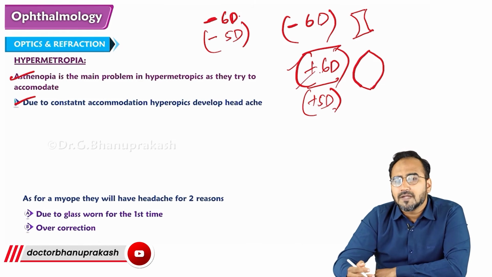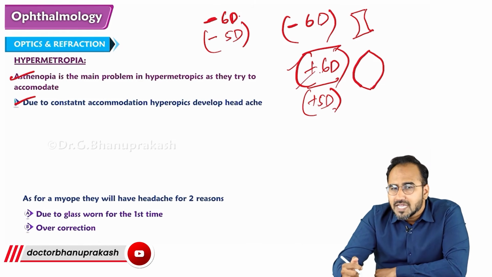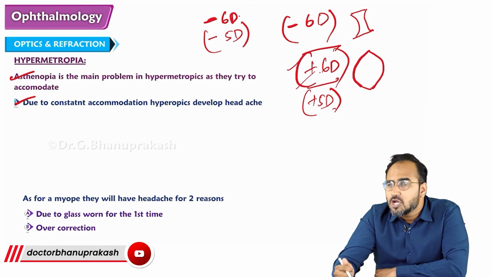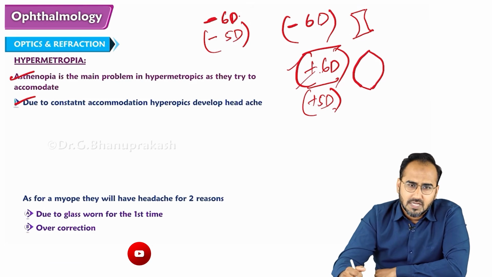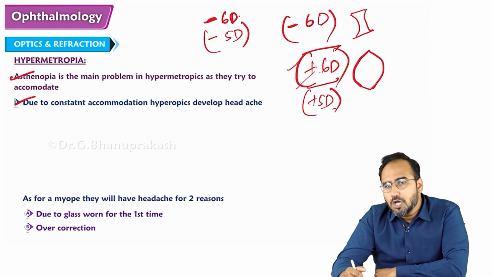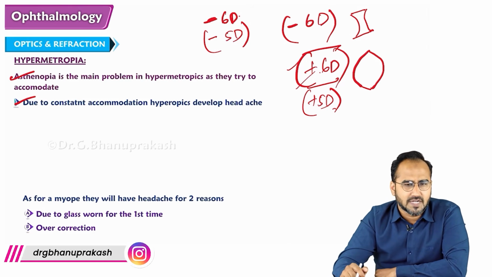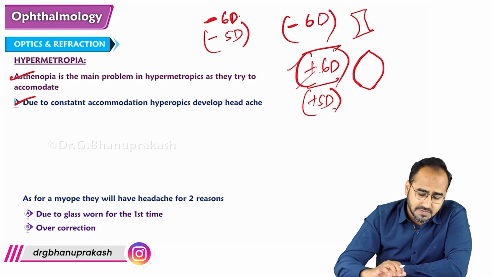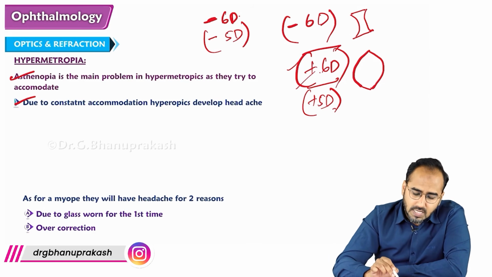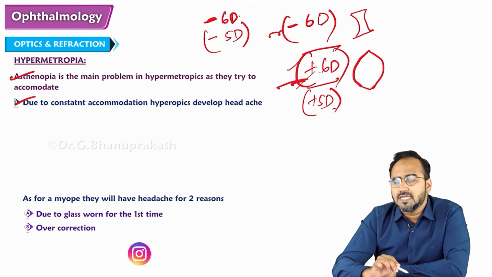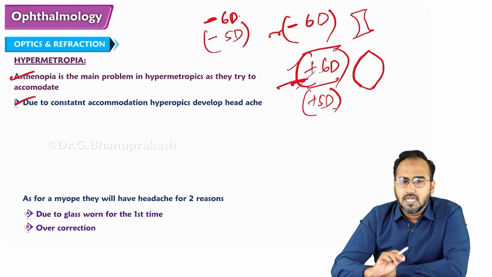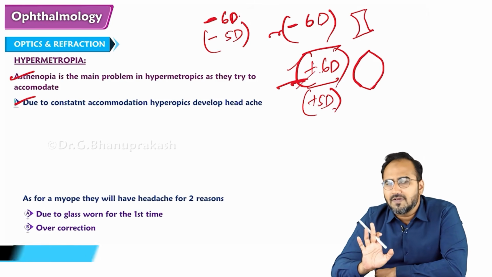Second, this patient will develop presbyopia at a very early age. We'll discuss what presbyopia is while discussing the last refractive error. Okay. So anyways, guys, remember, always hypermetropics need to be fully corrected. Myopics need to be undercorrected. If you fully correct the myopic, he'll have headache.